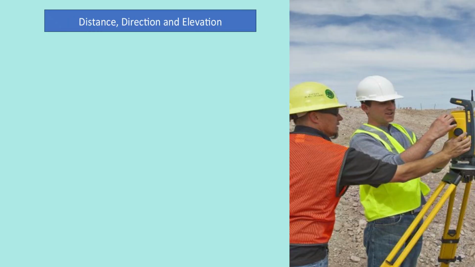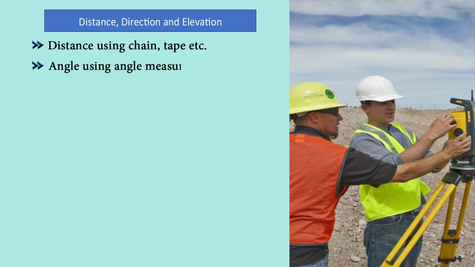So, in surveying, we are supposed to take direct and indirect measurements of distance, direction and elevation. We have discussed direct and indirect measurement of distance. What about direction? Direction measurements are also important in surveying. Direction measurement means measurement of the angles. Angles are measured by angle measuring instruments in surveying.